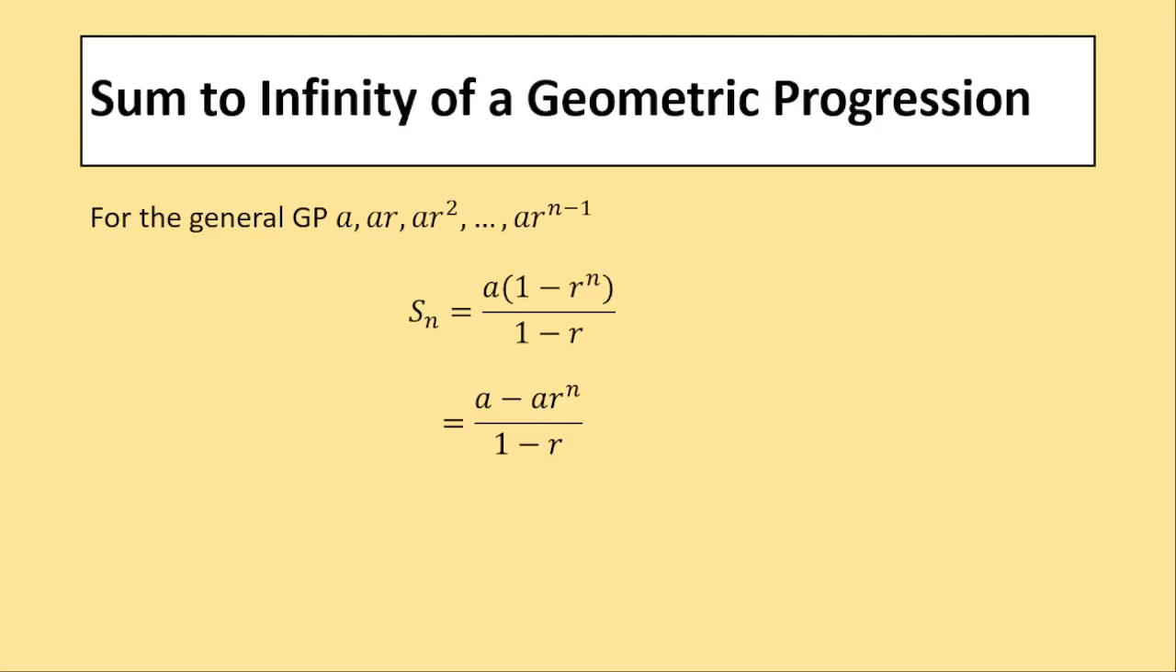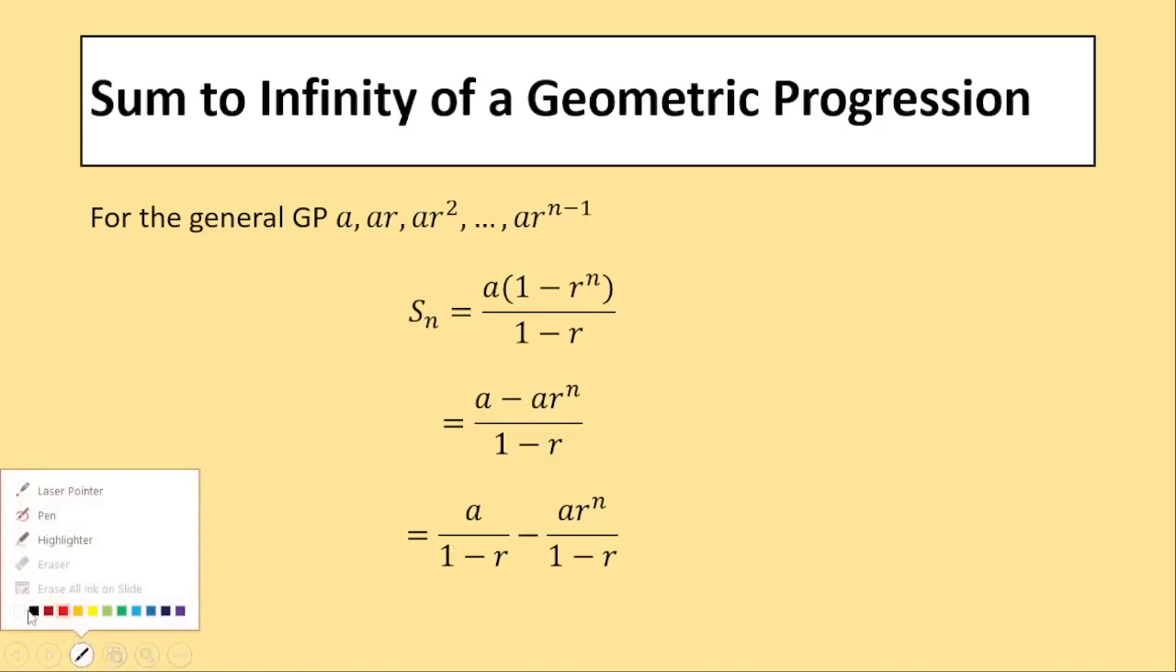We can further manipulate this formula so that we have two algebraic fractions. When we have this formula written in the form of two algebraic fractions, this will help us derive the formula for the sum to infinity of a geometric progression. Are you sure this is the same sum of n terms? You might ask. Yes, it's the same thing.